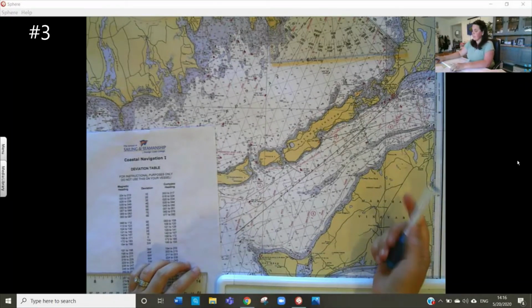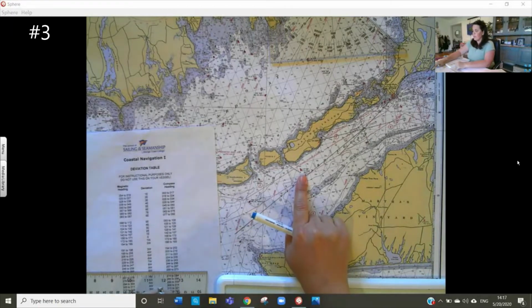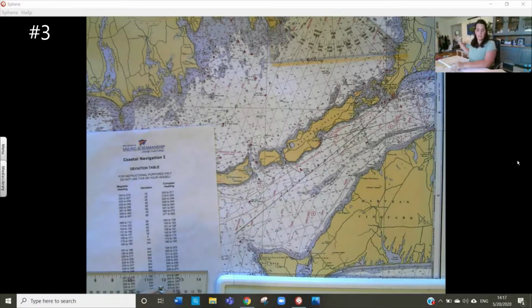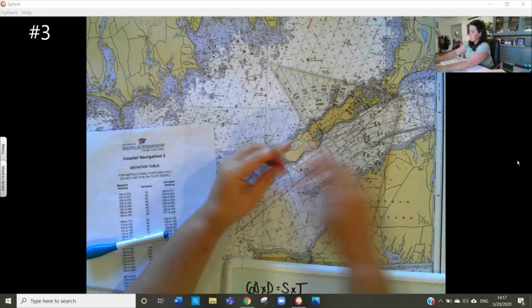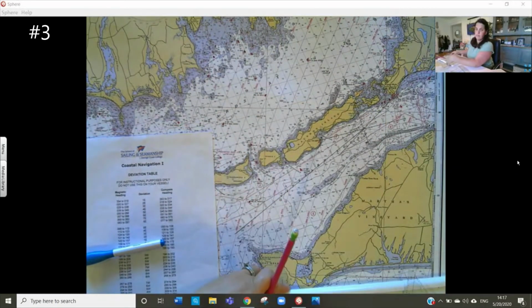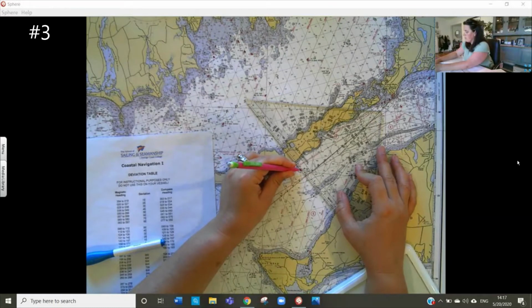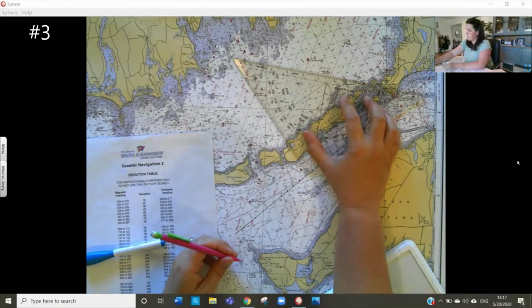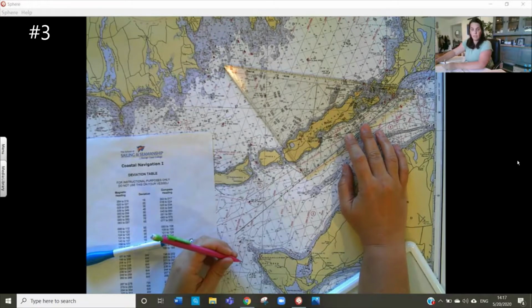Question number 3 asks us, what time do you think we will be abeam of buoy 28? So buoy 28 is right here, and we want to know when we will be abeam. That means 90 degrees to starboard, or 90 degrees to port, either way, but it does say abeam to starboard. So I'm going to use my triangle to get an abeam line. I put the middle line of my triangle on the course, so I can get a 90 degree angle. I could also use just the side of my triangle, line it up with the course line, and wherever it hits the buoy, that's your 90.